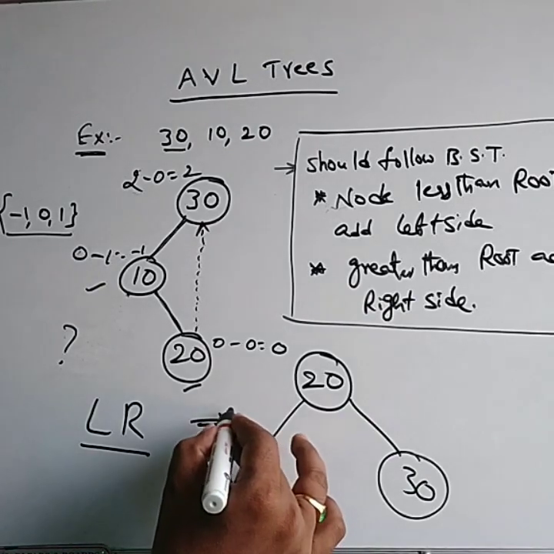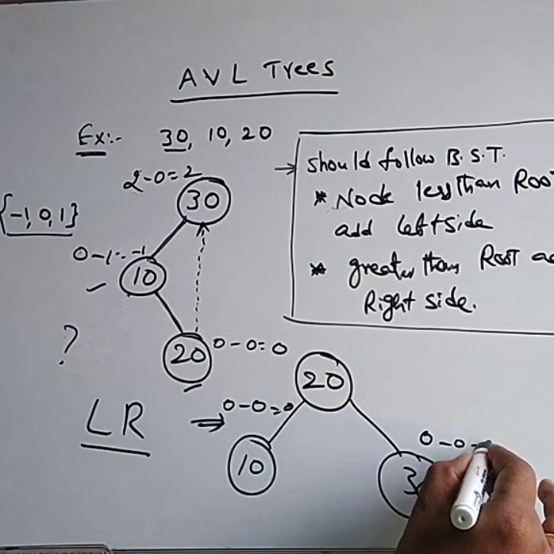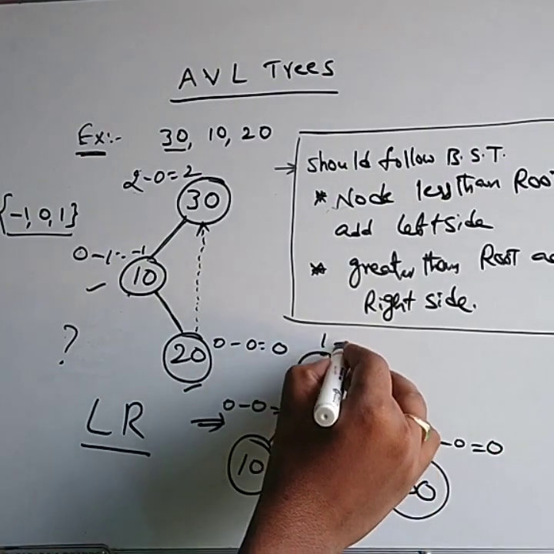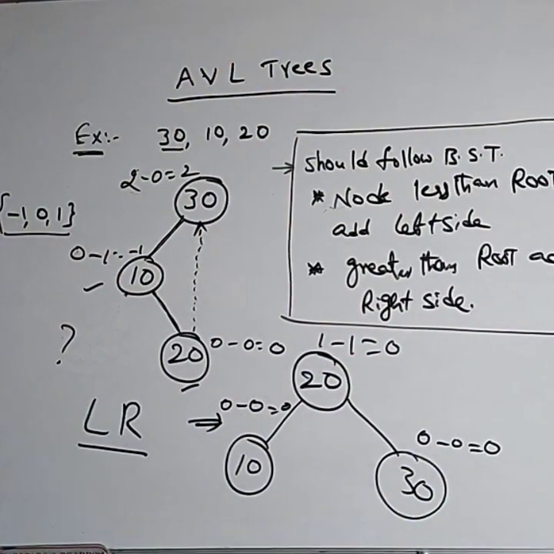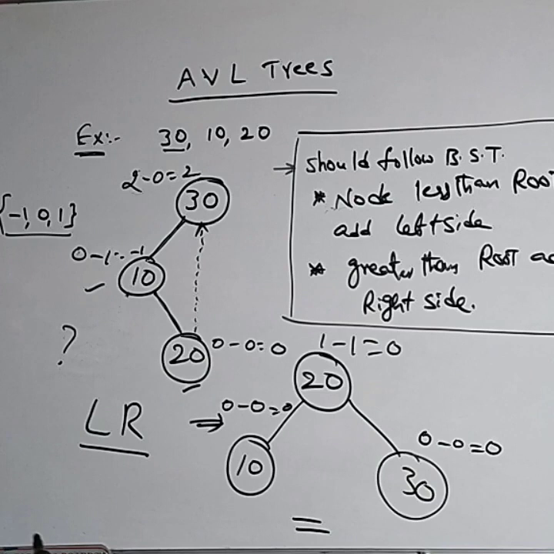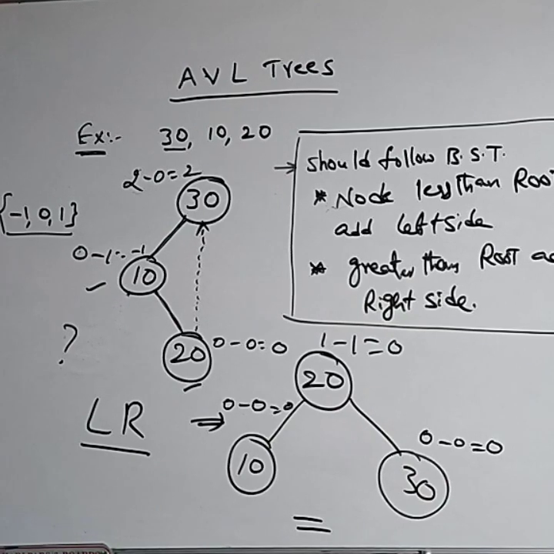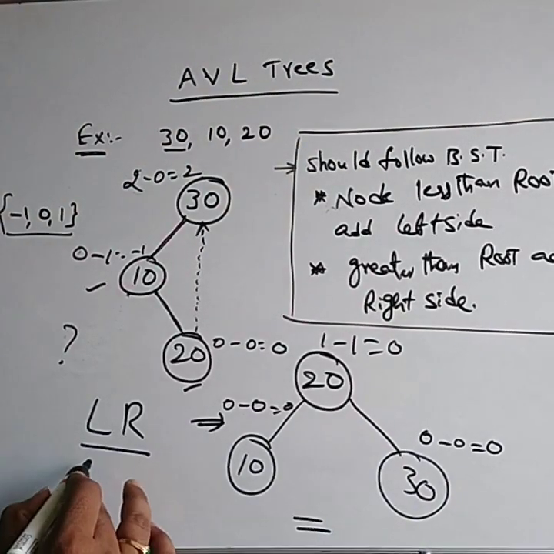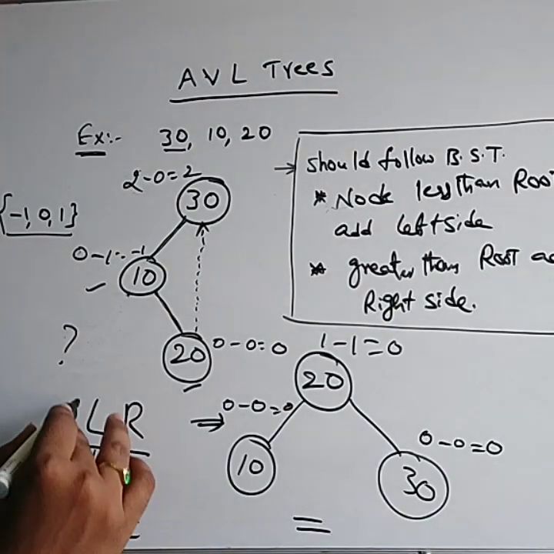This has no left child, no right child, 0. No left child, no right child, 0. One left child, one right child, 0. Okay, so this is the way of doing LR rotations on a binary tree. Similarly, this is the way to do LL rotation, RR rotation and RL rotation.